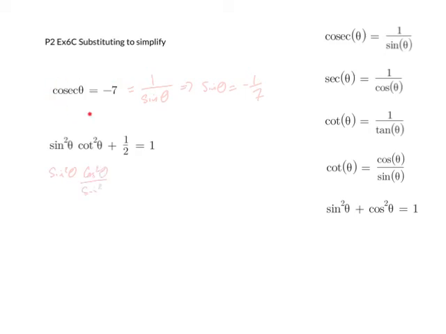So you can see cosec equaling minus 7 becomes 1 over cosec equaling 1 over minus 7, but the 1 over cosec really is sine.